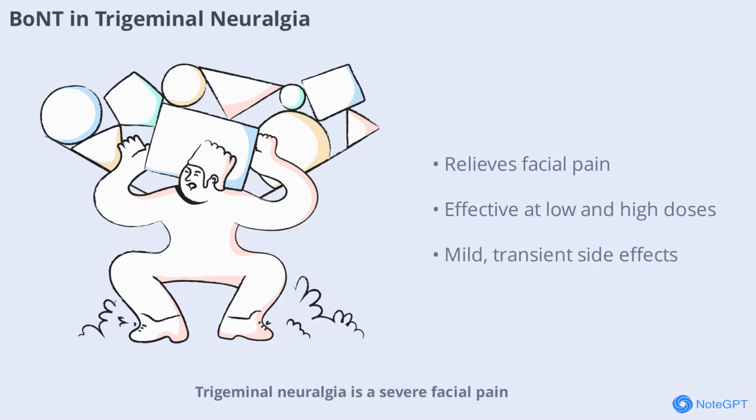Trigeminal neuralgia is a severe facial pain condition often treated with medications like carbamazepine. When these fail, ONT injections can provide significant relief. Studies show that both low and high doses are effective, with higher doses offering longer-lasting benefits. Side effects are usually mild, such as temporary facial asymmetry, and resolve on their own. ONT may be considered as a second-line or even first-line therapy in some cases.